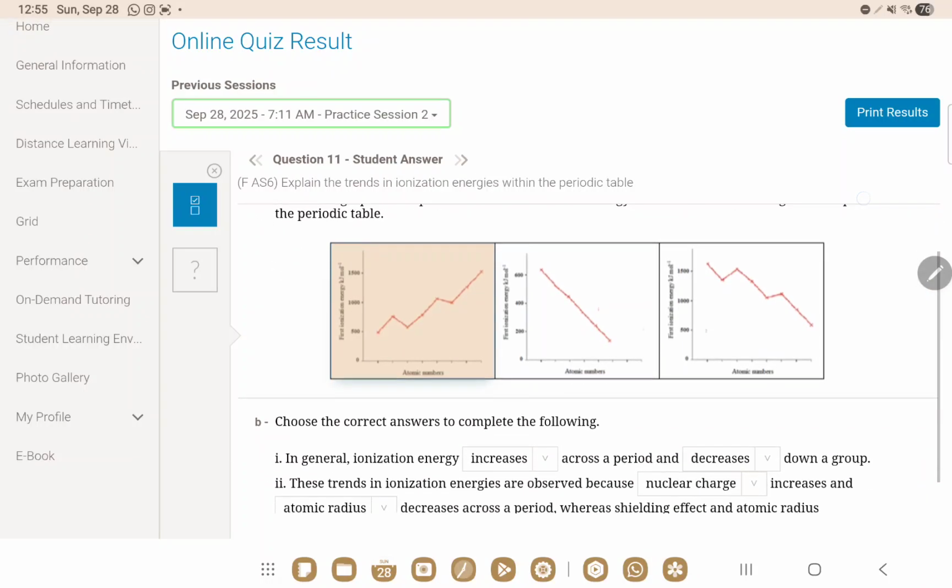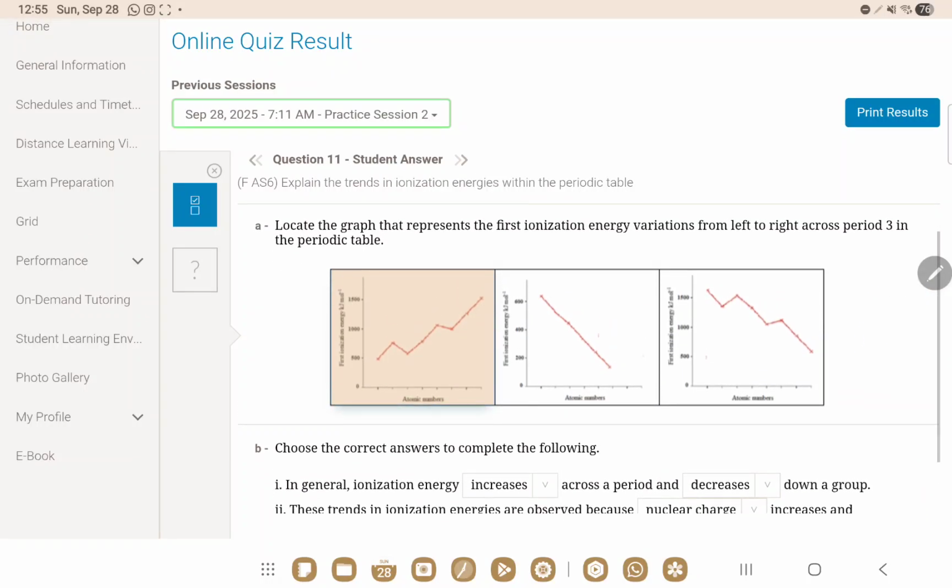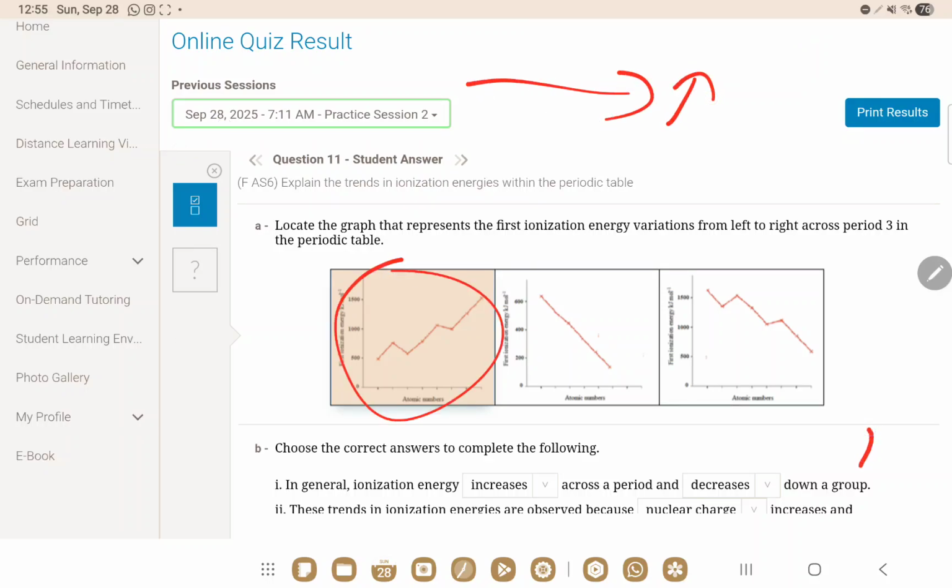Okay, so what's the first ionization energy from left to right across period 3? We said when we go like this, it increases. This is the only one that's increasing, so it's the correct one.